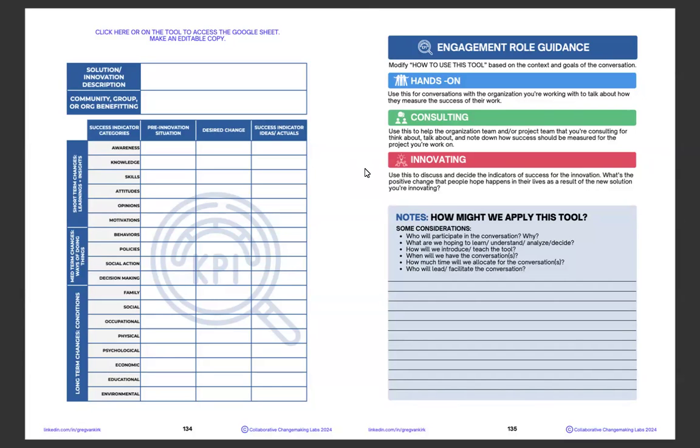You should do that as a really early part of the design process, right? What's the positive change that people hope happens in their lives as a result of the new solution you're innovating? Okay. So what's people's desired change? That's what you're trying to measure. It's not what I think the desired change should be, as much as possible. It should be what they believe the desired change should be, right? What they care about, what's important to them. And we design with that in mind.